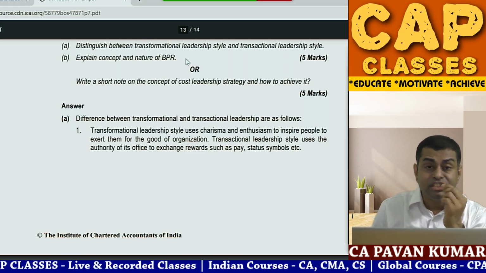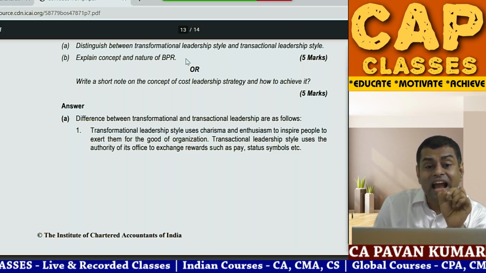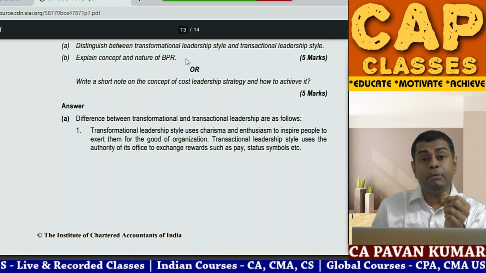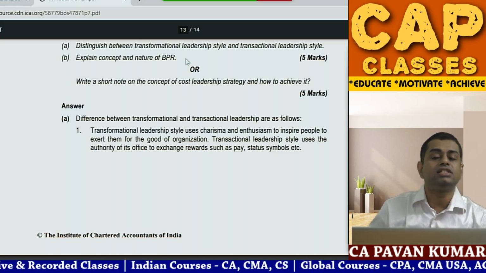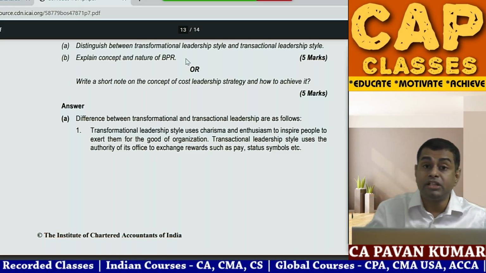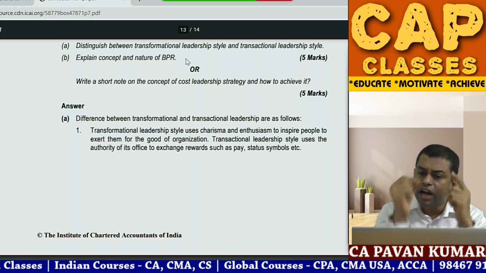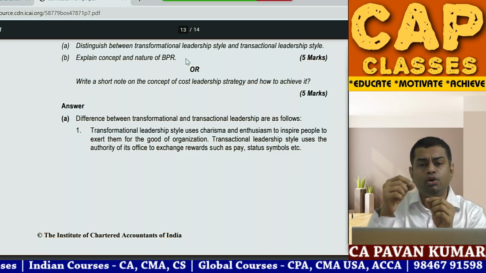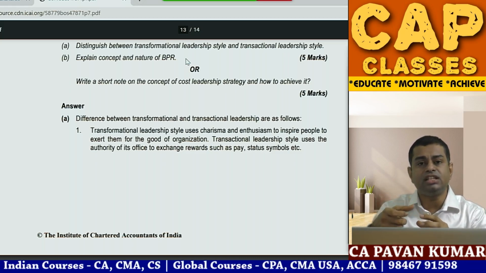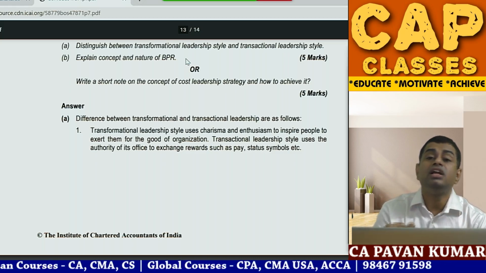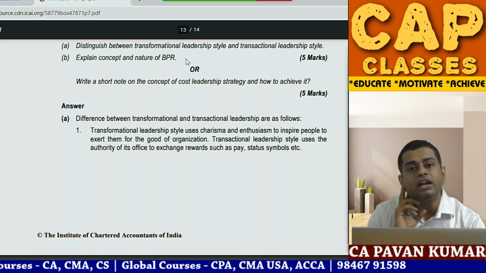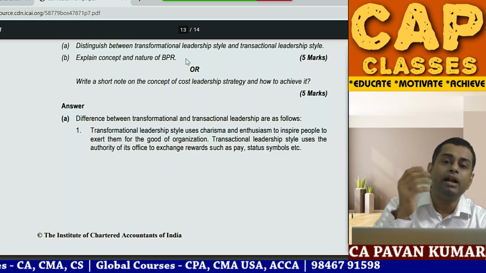If you have observed, they are asking you 3 aspects of information technology's influence, or the use of information technology in BPR. You need to write 3 aspects: one, reduce the cycle time, or innovation, effectiveness, efficiency. That specifically you need to write. Here they asked you to write a short note on BPR. Now you can write Ramayana Mahabharata.